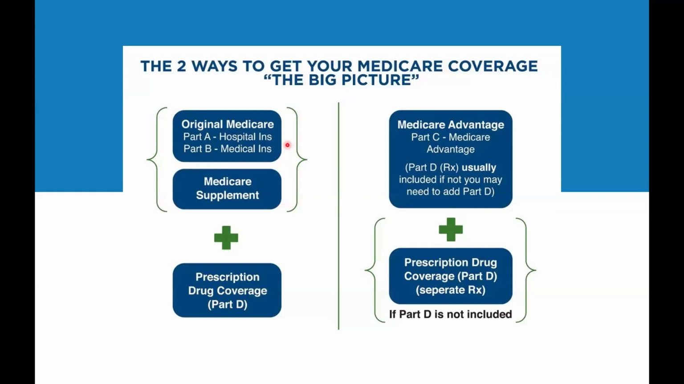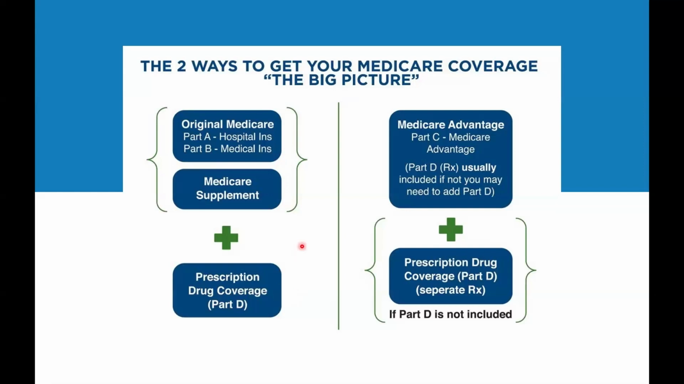So traditional Medicare has very a la carte coverage. You can see your medical coverage is these two pieces together, that's your A and B, and then your supplement. And then to get your prescription coverage, that is a separate plan itself as well.